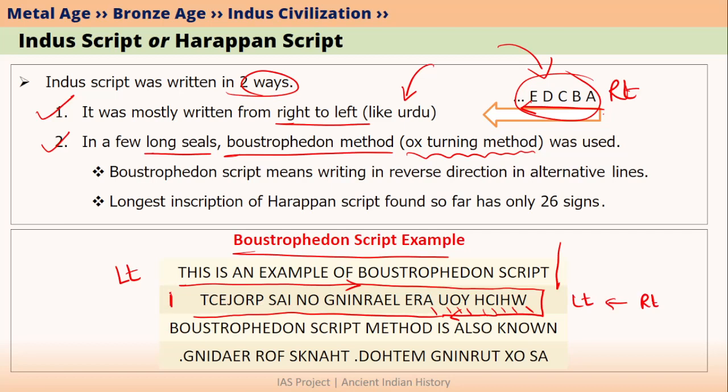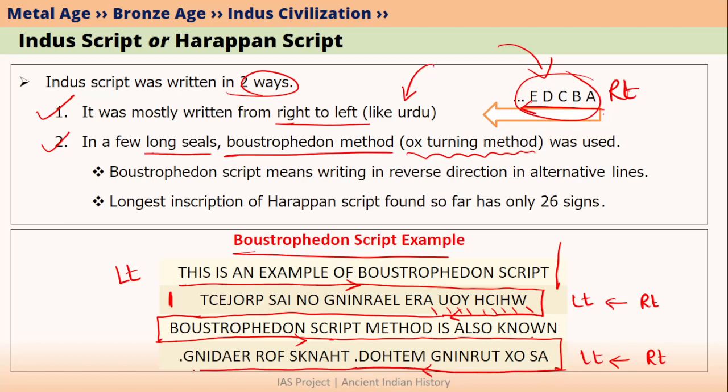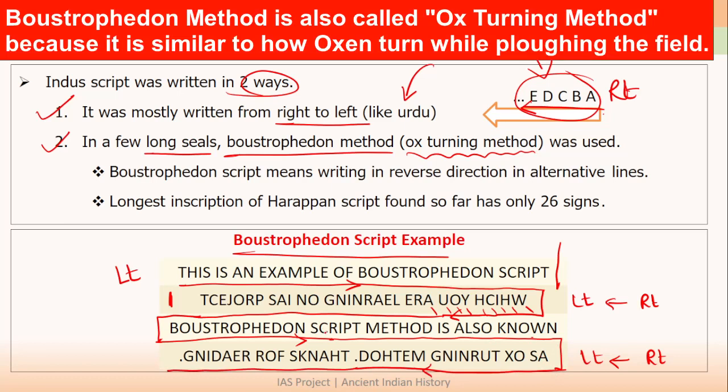When we reach the end of the second line, what we do is we start again from the left and start writing towards right end. Now we have reached the end of the third line. So at the end of the third line, when we go into the fourth line, we will start writing from right to left once again. So Boustrophédon script method is also known as ox turning method. I hope you understood what Boustrophédon method is with this example. So Boustrophédon method of writing simply means writing in reverse direction in alternate lines.